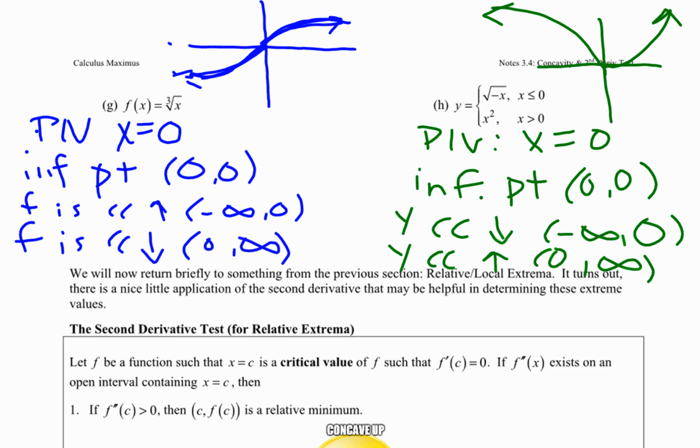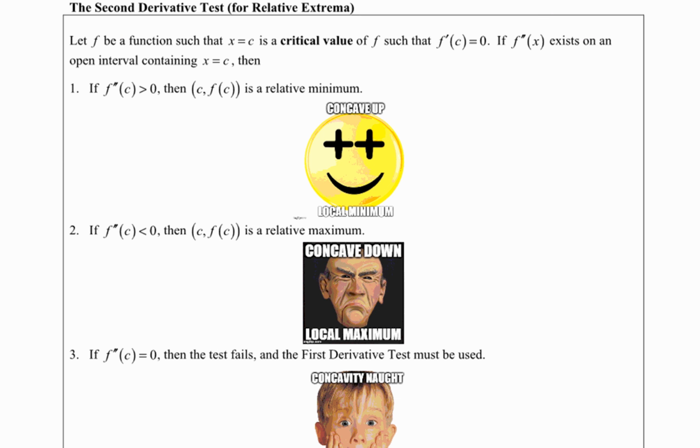All right, so now we're going to connect this idea with an idea of relative extrema. We can use the first derivative test, and remember that said if the first derivative changes from positive to negative, then there would be a relative maximum there. If f prime changes from negative to positive, there'd be a relative minimum there. Sometimes we don't have that information. We only have information about the second derivative. So in that case, we're going to use the second derivative test.